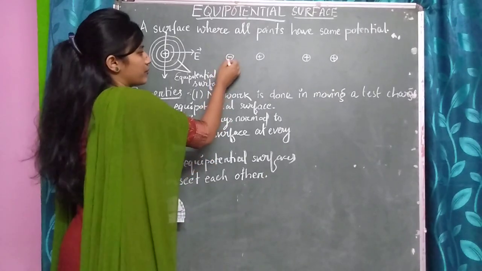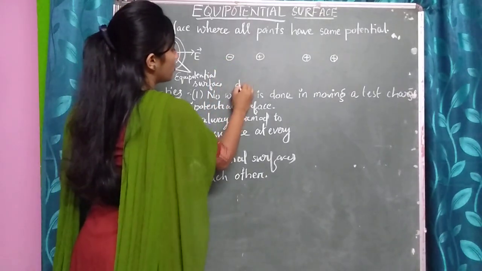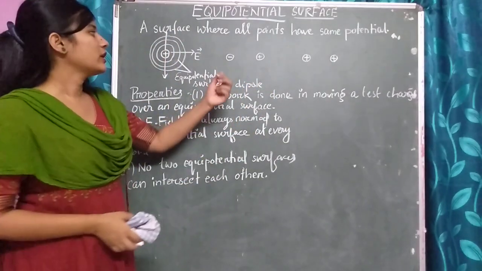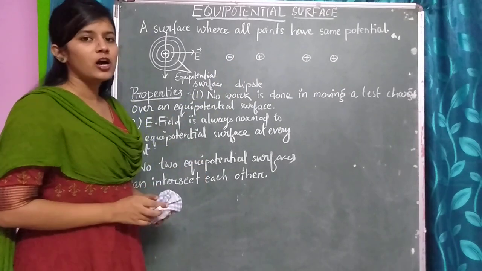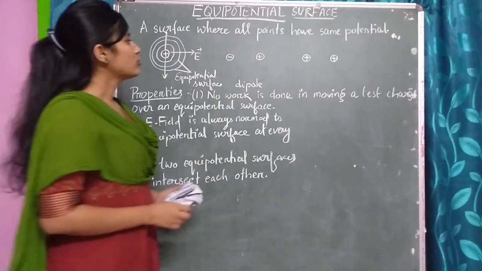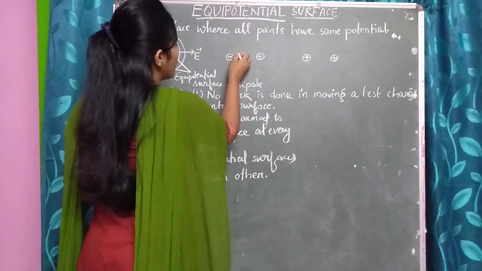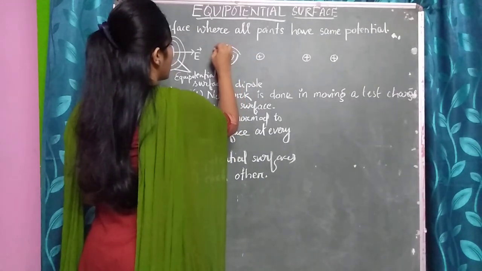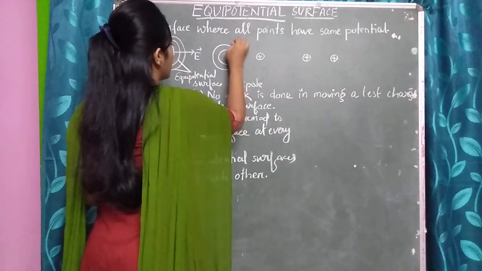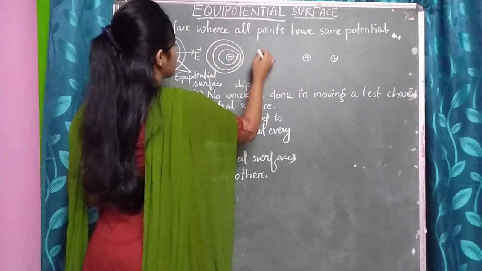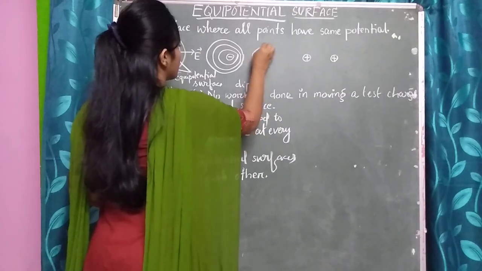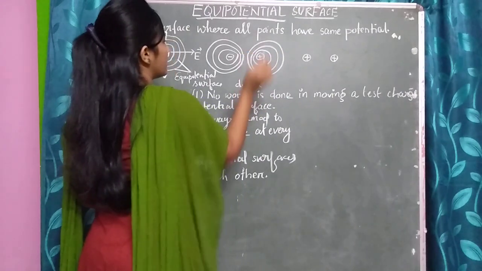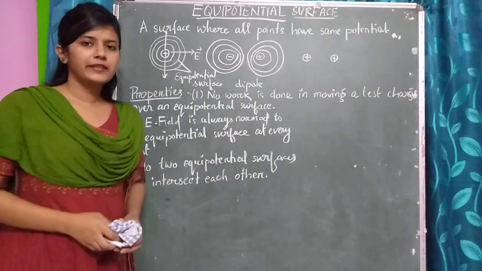So for a dipole, see, this is a dipole, a negative charge and a positive charge. What will be the equipotential surface for a dipole? The equipotential surface for this will be like this. For this you can go through your book also. So the equipotential surface for a dipole will be like this.